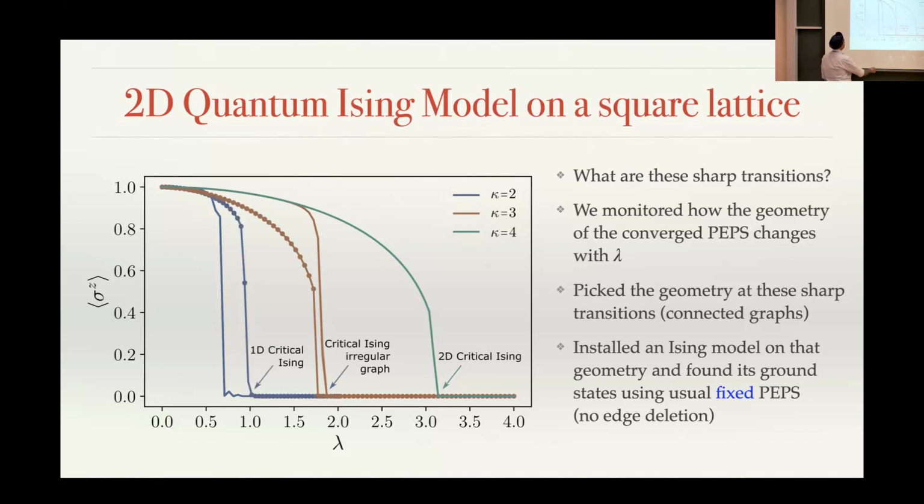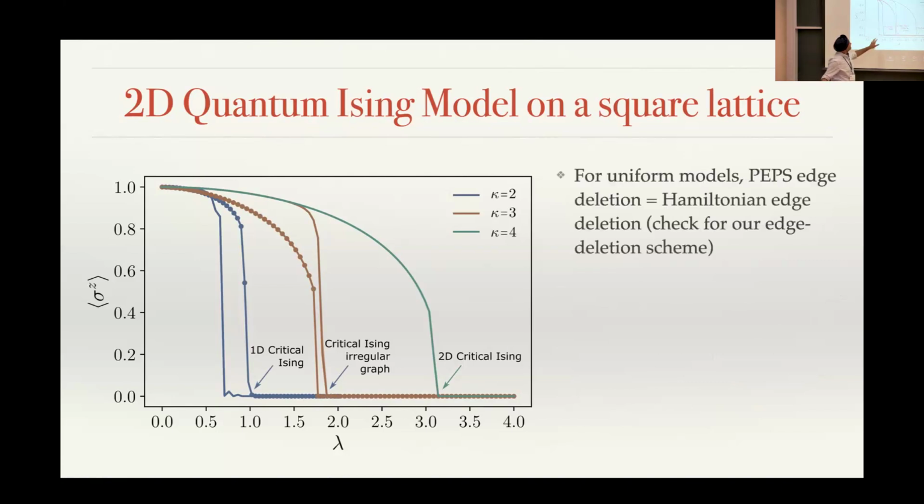And for kappa equals 2, it is actually finding the critical point of the 1D Ising model, so an Ising model on a chain. Here for kappa equals 2, each tensor is only connected to its neighbors. So the geometry at the sharp transition is actually just a chain, which just emerged from our optimization.